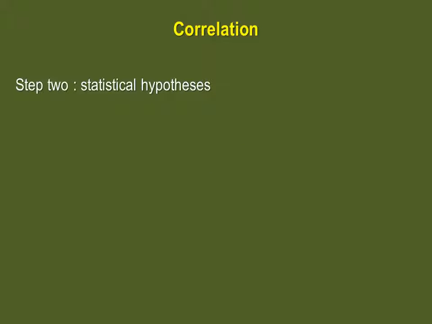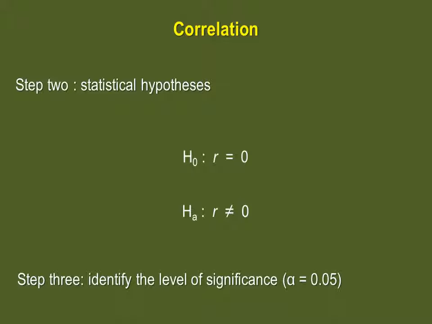Step 2, stating the hypotheses. In the case of the R coefficient correlation test, we always perform a two-tailed test, which means that the hypotheses are relatively simple. Recall that an R value of 0 indicates that there is no relationship between the two variables, so this will be our null hypothesis. The alternative hypothesis states the opposite, so R is not equal to 0. Step 3 is of course to state the level of significance. For example, we will state that it is 0.05.